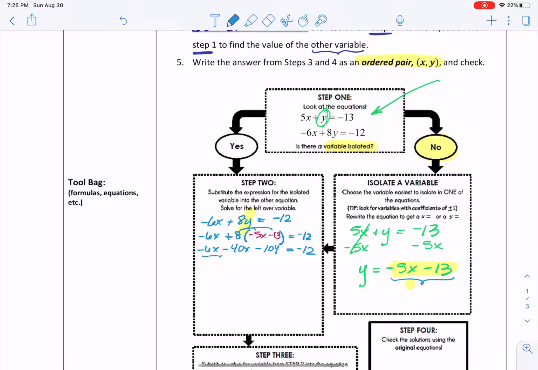Then I have to combine like terms. Negative 46x minus 104 equals negative 12. And now it's just an equation, a two-step equation. So we add 104 to both sides. Negative 46x equals 92. Divide by negative 46. And I get that x is negative 2. So there's half of my ordered pair.